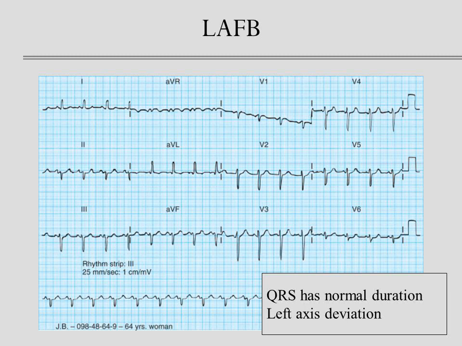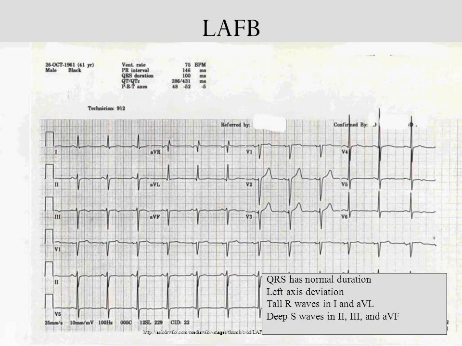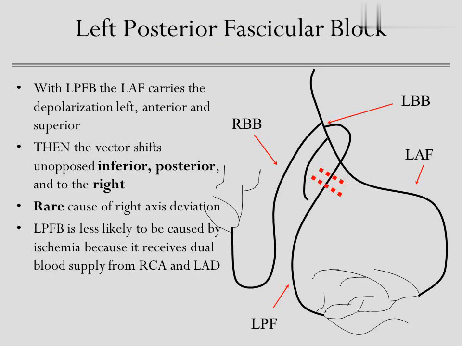LAF: QRS has normal duration, left axis deviation. Tall R waves in I and aVL. Deep S waves in II, III, and aVF. Left posterior fascicular block.